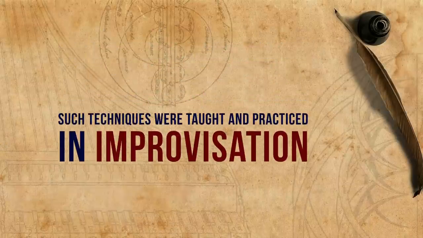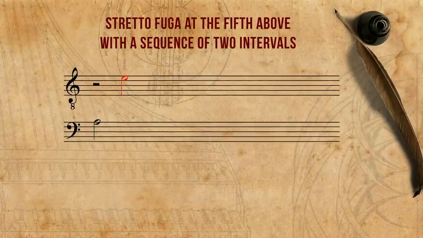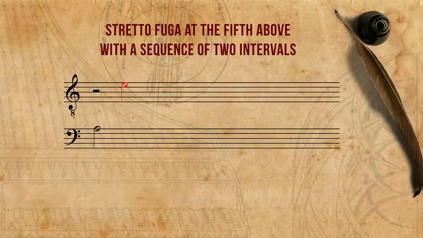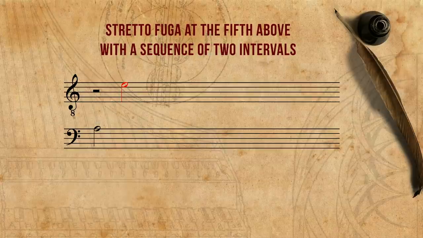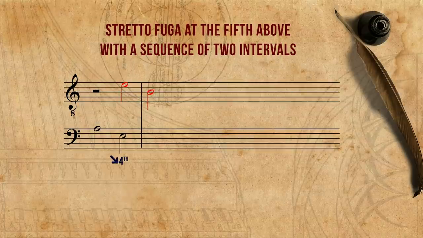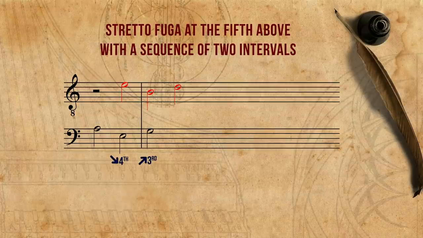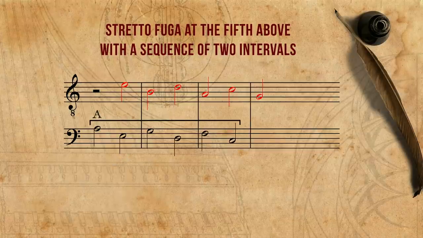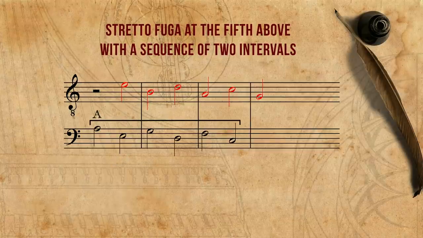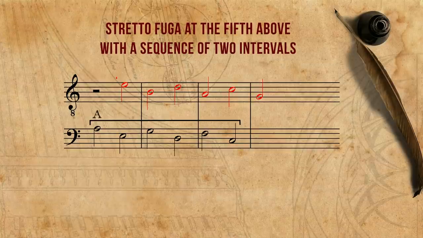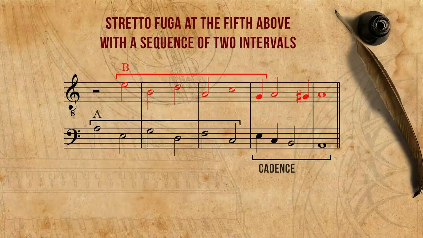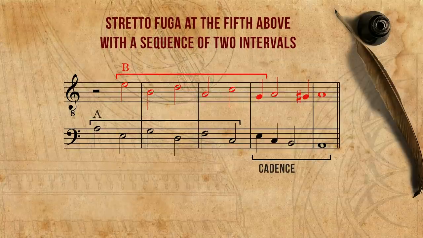In this episode, we will focus solely on stretto fuga at the fifth above. And as promised by the title of the episode, we will use a sequence of only two intervals, a descending fourth, followed by an ascending third. We will call A the voice that starts, and its imitation at the fifth above we will call B. At the end we will put a little cadence. Let's listen.